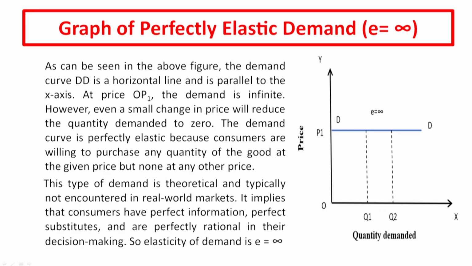The graph of perfectly elastic demand, as can be seen in the figure which has been represented, the demand curve DD is a horizontal line and is parallel to the x-axis. At price OP1, the demand is infinite. However, even a small change in the price will reduce the quantity demanded to 0. The demand curve is perfectly elastic because consumers are willing to purchase any quantity of good at the given price, but none at any other price.